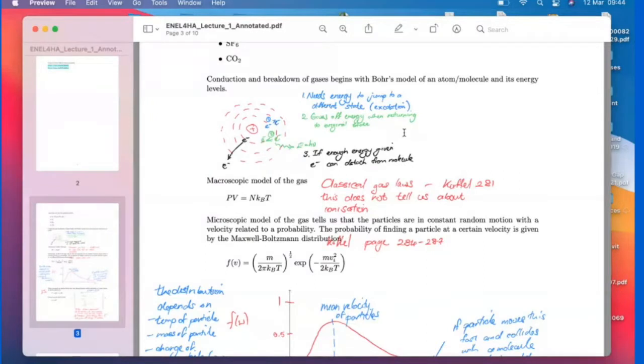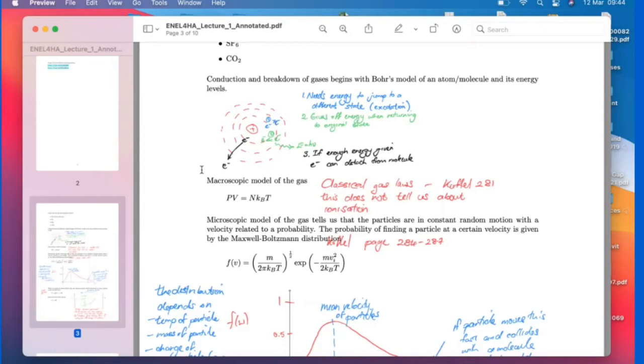Right. There is a case where the molecule can get too much energy and the electron can actually detach from the molecule. So it'll jump out of all the states and it'll be a free electron and it will leave behind a positive ion. So that's the process of ionization.